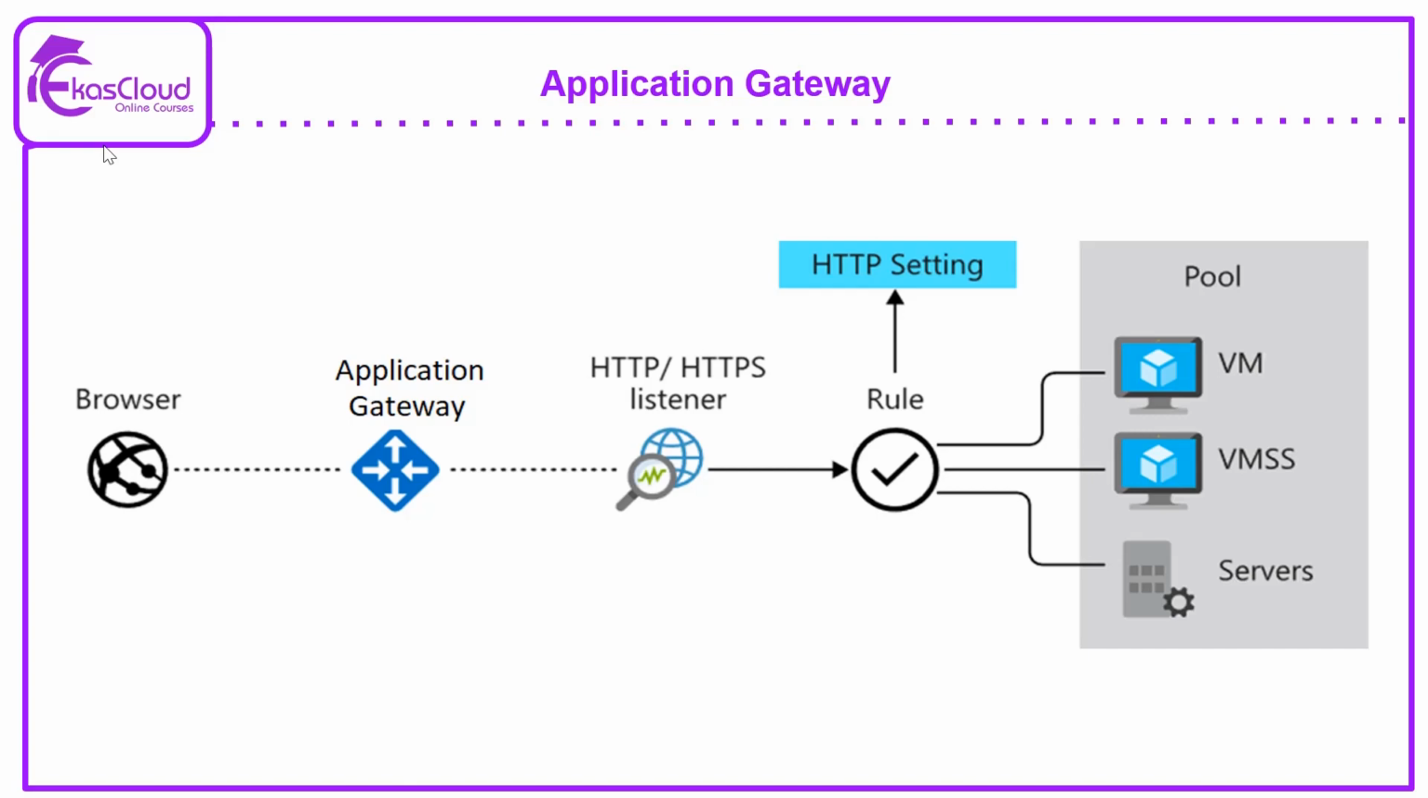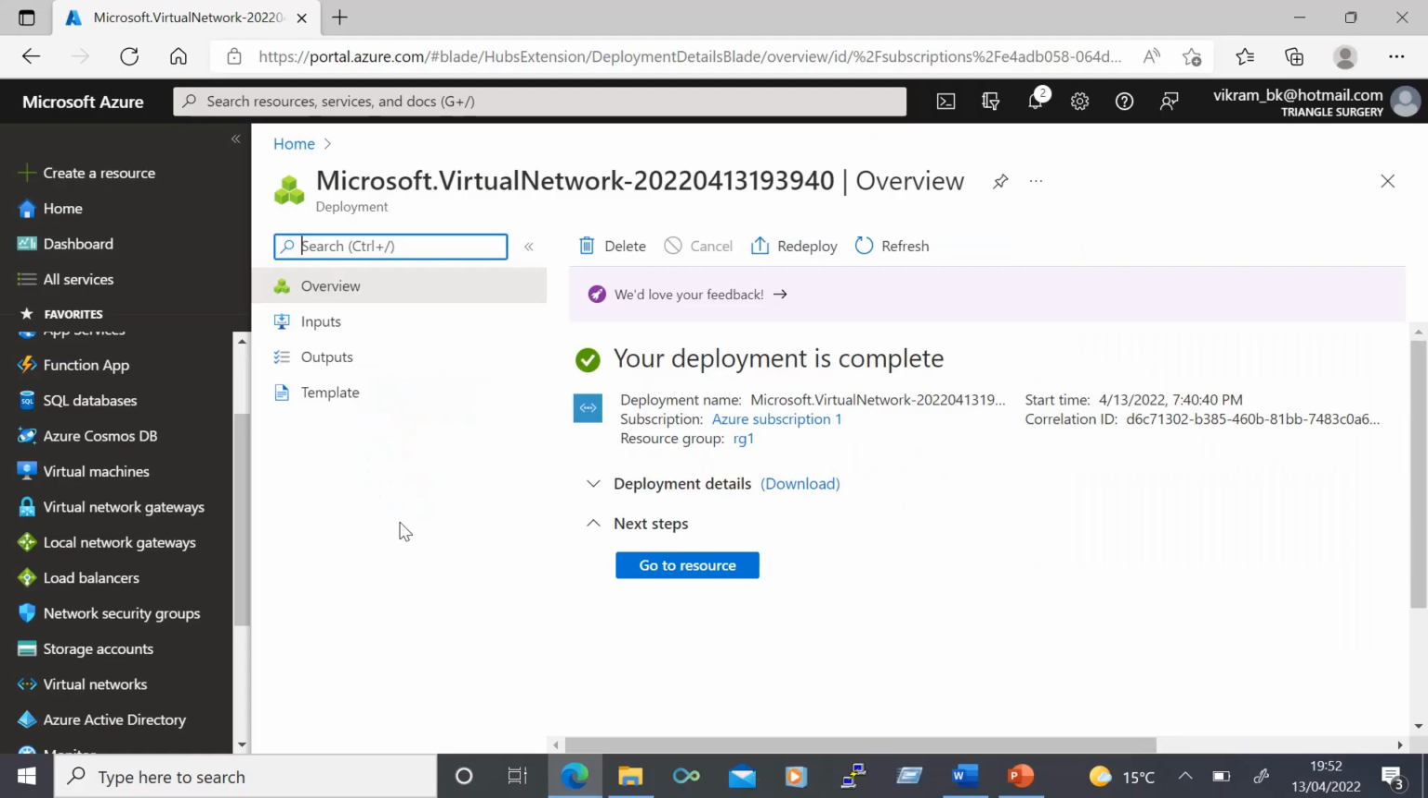The request is then routed to the appropriate pool of servers based on the features which we have just discussed. It could be URL based or multiple site hosting and so on. So this is the application gateway functioning at a very basic level. Now let's have a look at how to configure the application gateway in Azure.